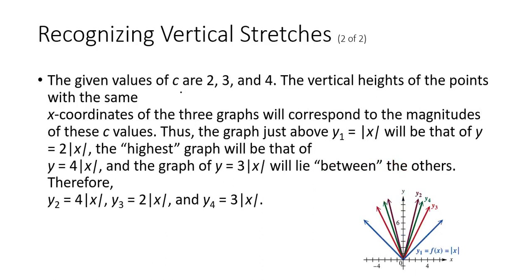The given values of the factor c are 2, 3, and 4. The vertical height of the point with the same x coordinate on the 3 graphs will correspond to the magnitudes of these c values. The graph just above y is equal to y1, which is the absolute value of x, will be that of y is equal to 2 absolute value of x. The highest graph will be y is equal to 4 absolute value of x, and the graph of y is equal to 3 absolute value of x lies between those two.